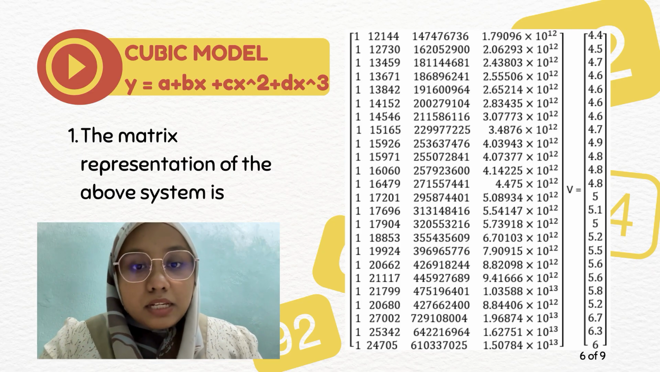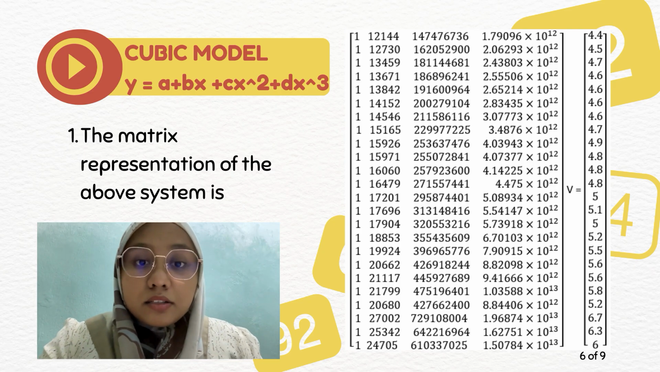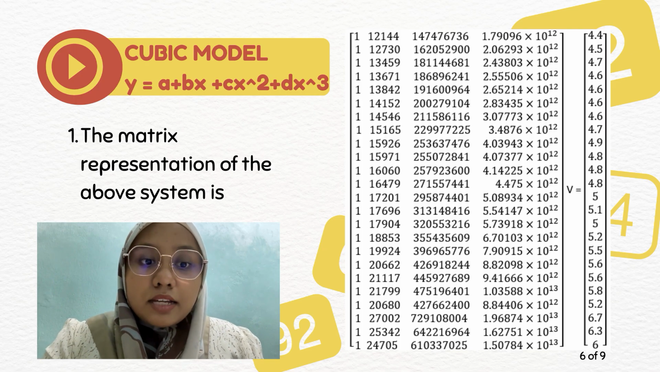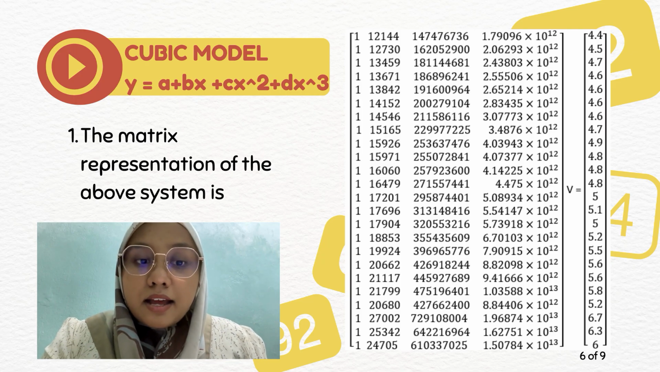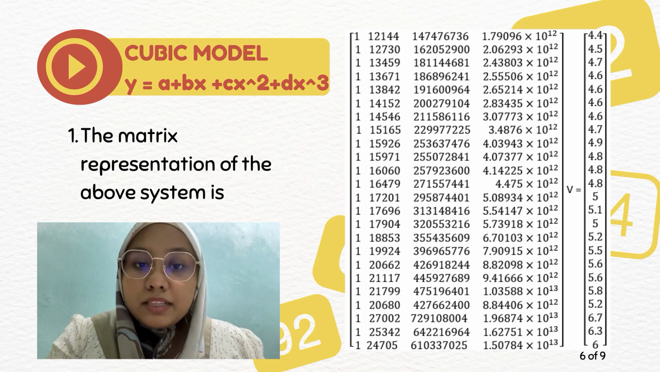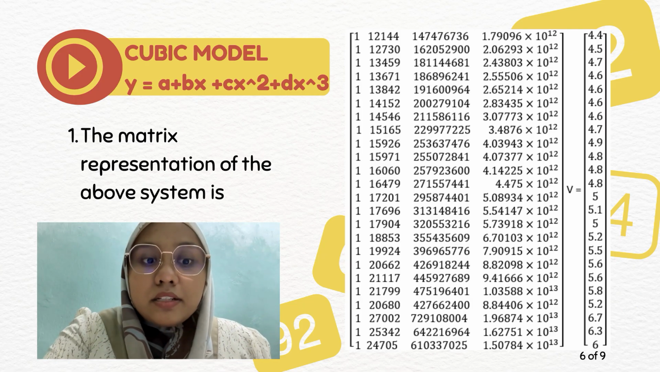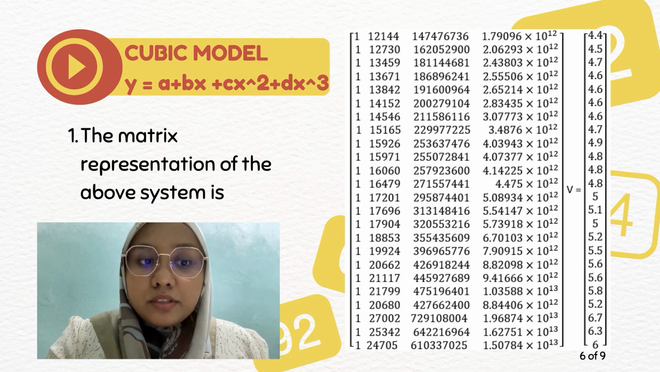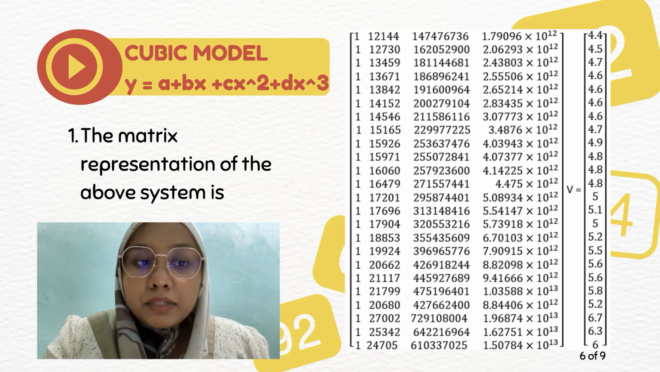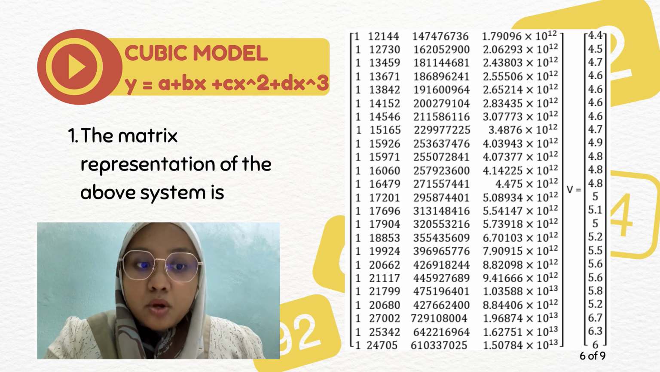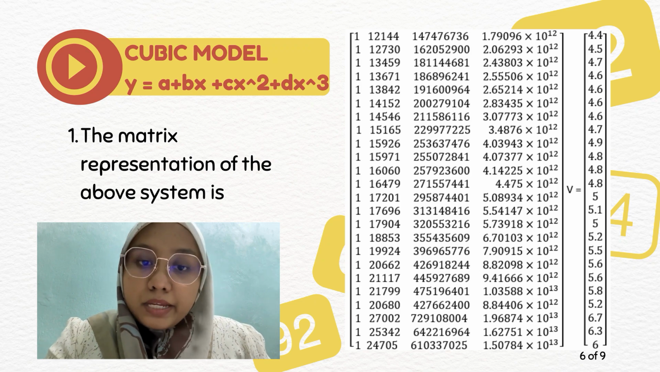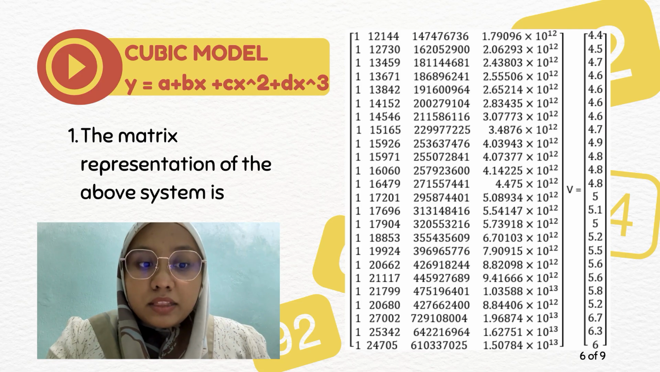The structure is similar to the previous models, but now we include a fourth column. The first column contains 1 for the constant term a. The second column contains x, the number of deaths, the third column contains x squared, and lastly, the fourth column contains x cubed, representing the cubic term dx cubed. The vector on the right, y, remains the crude death rate for each observation. With this setup, the full system can be written as Mv equals y, where v equals a, b, c, d is the parameter vector we want to estimate.